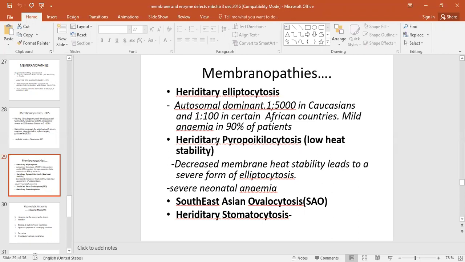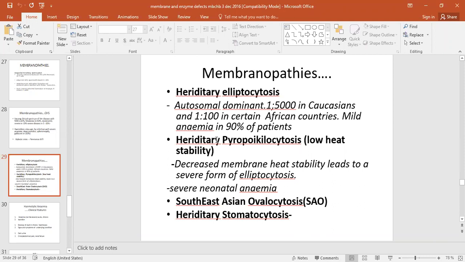But it presents with mild anemia in 90% of the patients. And so even if we have this particular disorder in our setup, again, rarely would we present with severe anemia, because the majority of the patients have very mild forms of anemia.